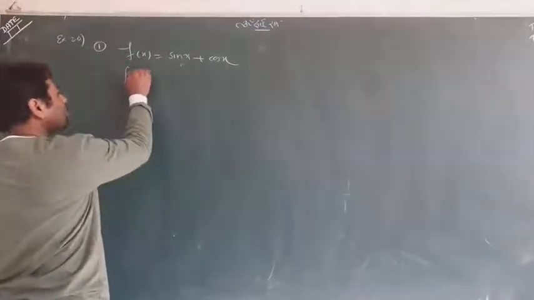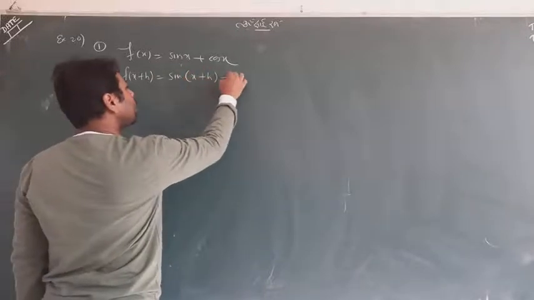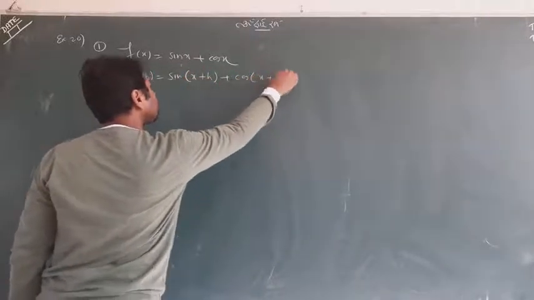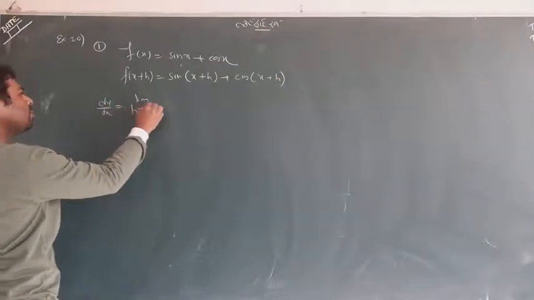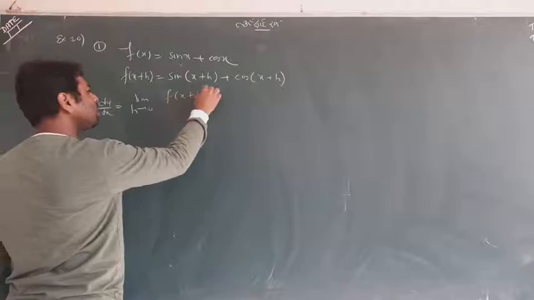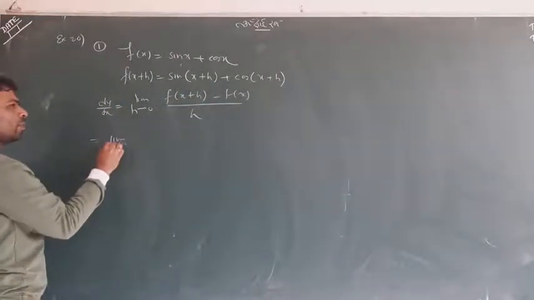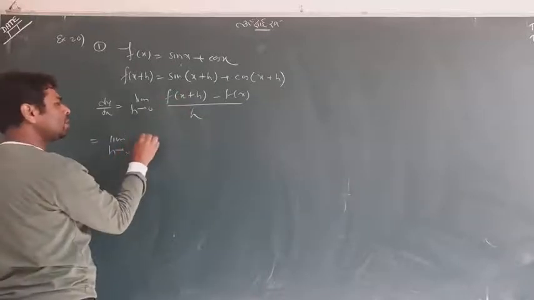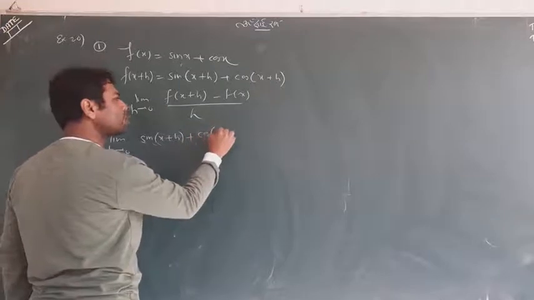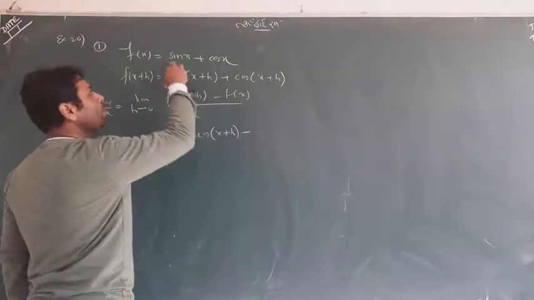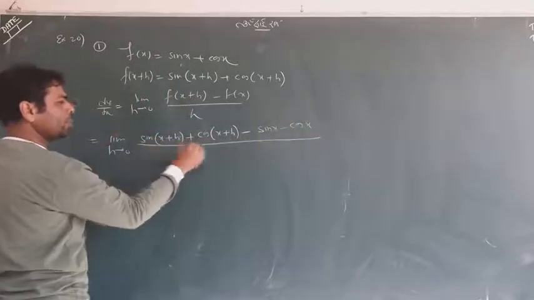Okay, we'll start with f of x plus h, sin of x plus h and cos of x plus h. Now go with dy by dx. Limit h tends to 0, f of x plus h minus f of x upon h. Put in the values. f of x plus h is sin x plus h plus cos x plus h. Minus f of x is this, so the sign will change: sin x minus cos x upon h.